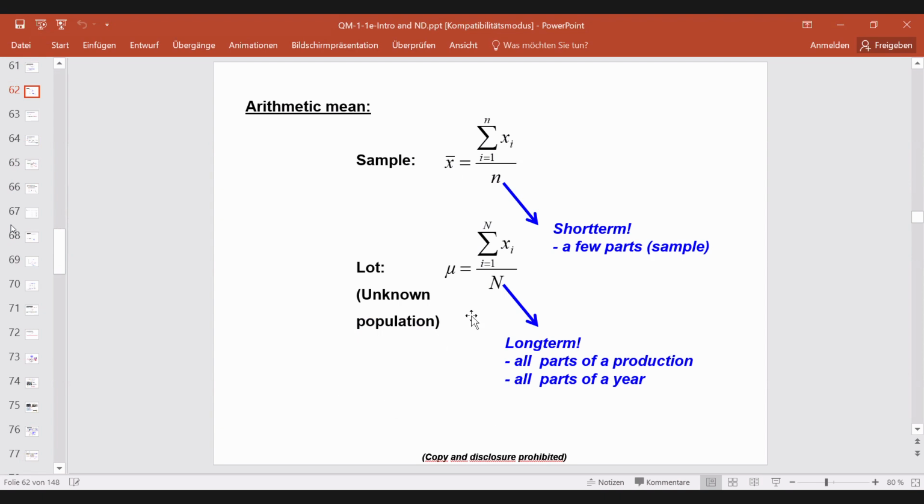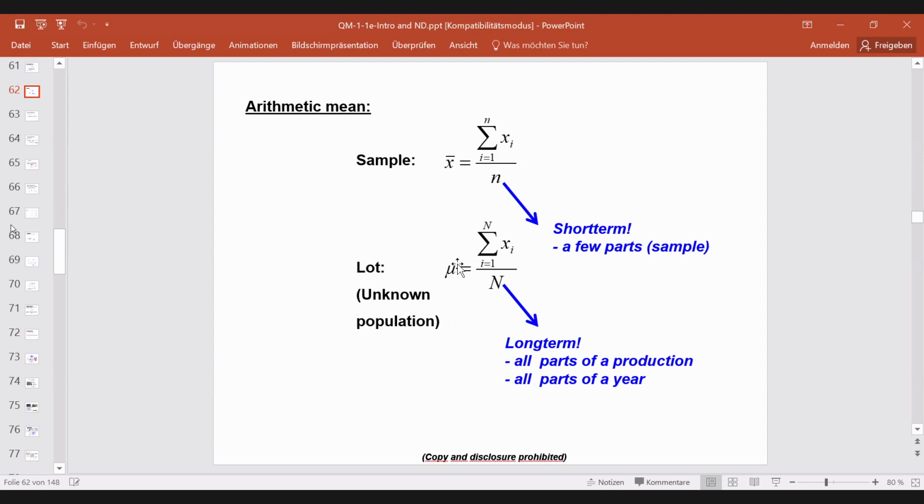If you measure all the parts, which is much too expensive, nobody does it. But if you would measure 10,000, 100,000 parts, it is the whole production of maybe 6 months or 1 year. And this is called population. Population is a very big number of parts. Some call it lot, but it's a very high number of parts. It's 10,000, 100,000, can be 1,000,000 parts. So this is the population.